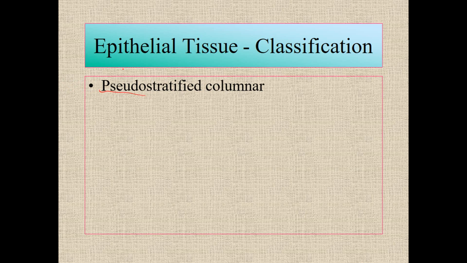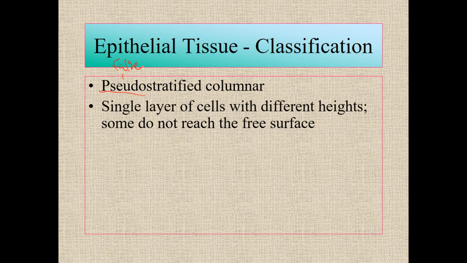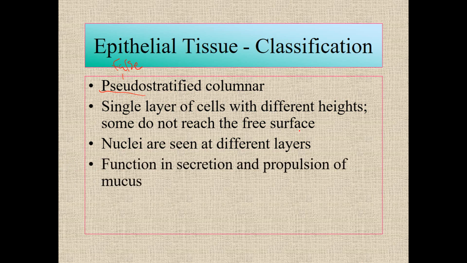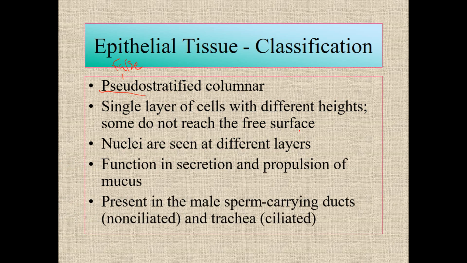All right, last one, pseudostratified columnar epithelium. Pseudo, that prefix means false. So it looks like it's stratified, but it really is not. So it's a single layer of cells with different heights. Some do not reach the free surface. So when we take a look at this, what we're going to see is that nuclei are seen at different layers. I would attempt to draw this, but I really would make it worse. So function: secretion and propulsion of mucus, and present in the trachea and the male sperm carrying ducts, the ductus deferens.